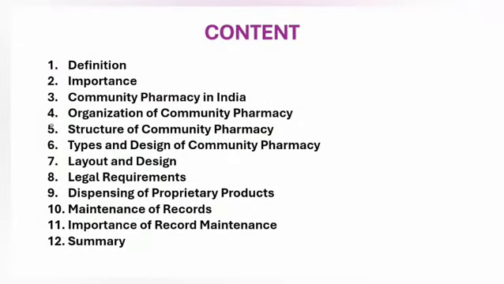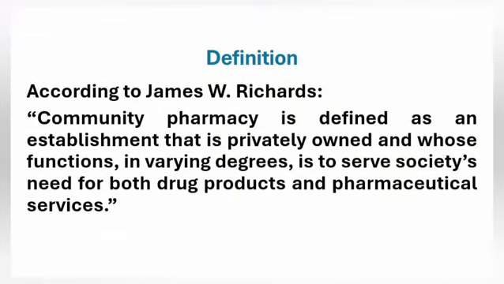Content: First, definition. Second, importance. Third, community pharmacy in India. Fourth, organization of community pharmacy. Fifth, structure of community pharmacy. Sixth, types and design of community pharmacy. Seventh, layout and design. Eighth, legal requirements. Ninth, dispensing of proprietary products. 10, maintenance of records. 11, importance of record maintenance. 12, summary.